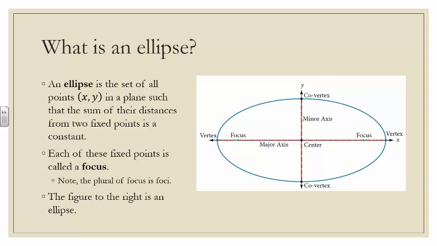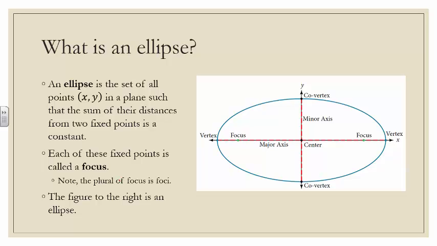An ellipse is the set of all points x, y in a plane such that the sum of their distances from two fixed points is a constant. Each of these fixed points is called a focus. Note, the plural of focus is foci.